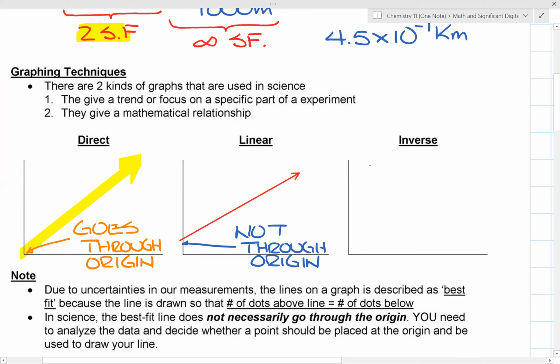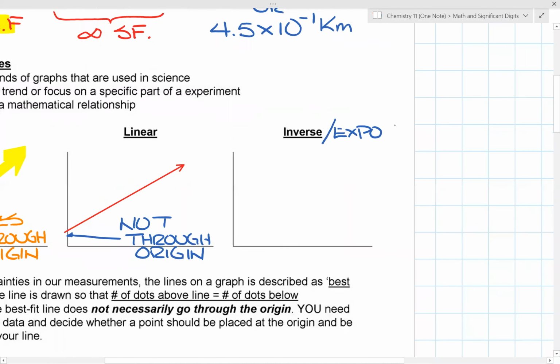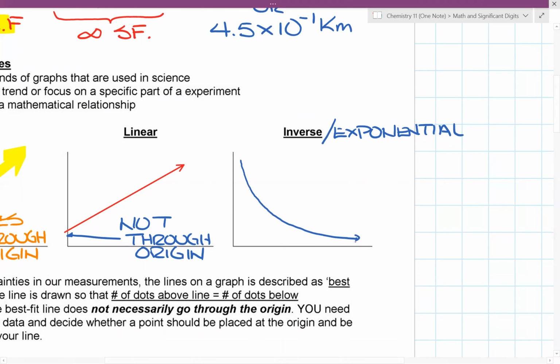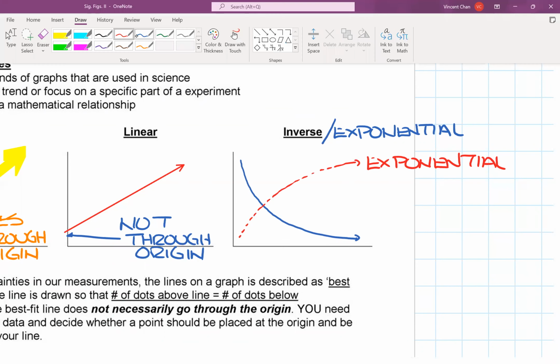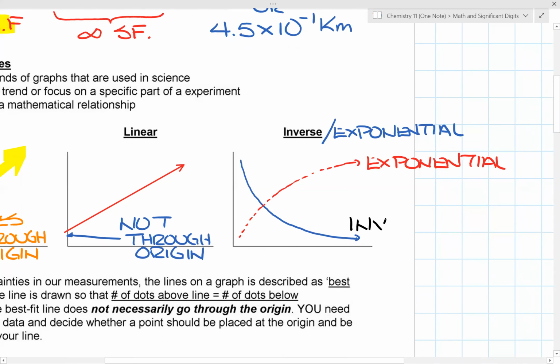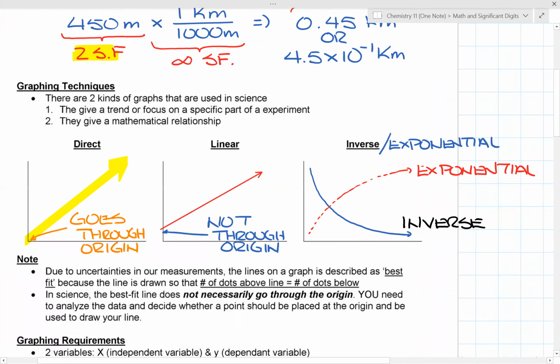And sometimes we have inverse, or I even would say exponential. Inverse would look something like this direction, and exponential would look something like this. So this one would be exponential. And this one would be inverse. Okay, so here would be inverse. So these are the general graphs that you will see in science.